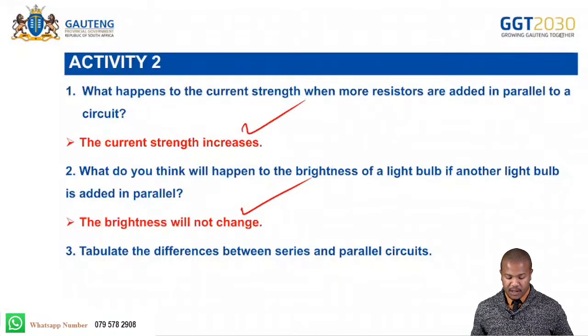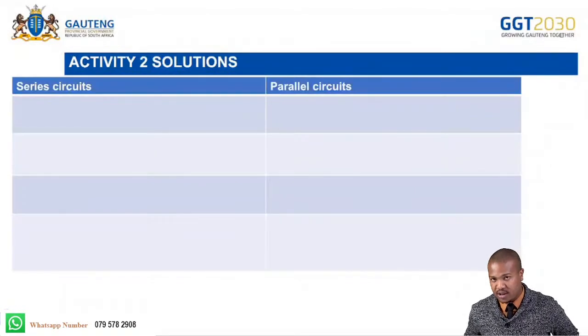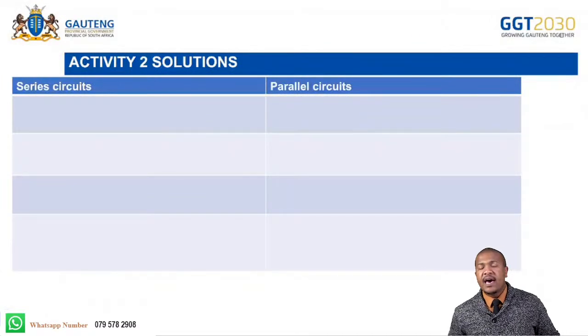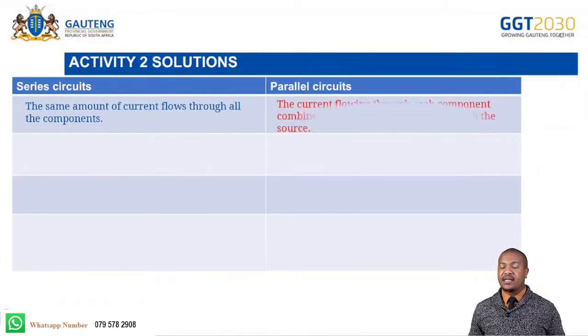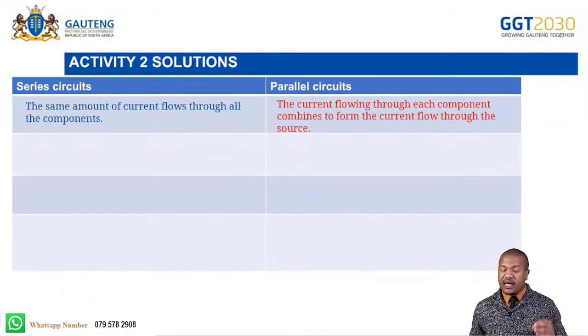Number 3, tabulate the differences between series and parallel circuits. Let's move on to the next slide so that you can see the solutions. In a series circuit, the same amount of current flows through all the components, whereas in a parallel circuit, the current flowing through each component combines to form the current flow through the source.